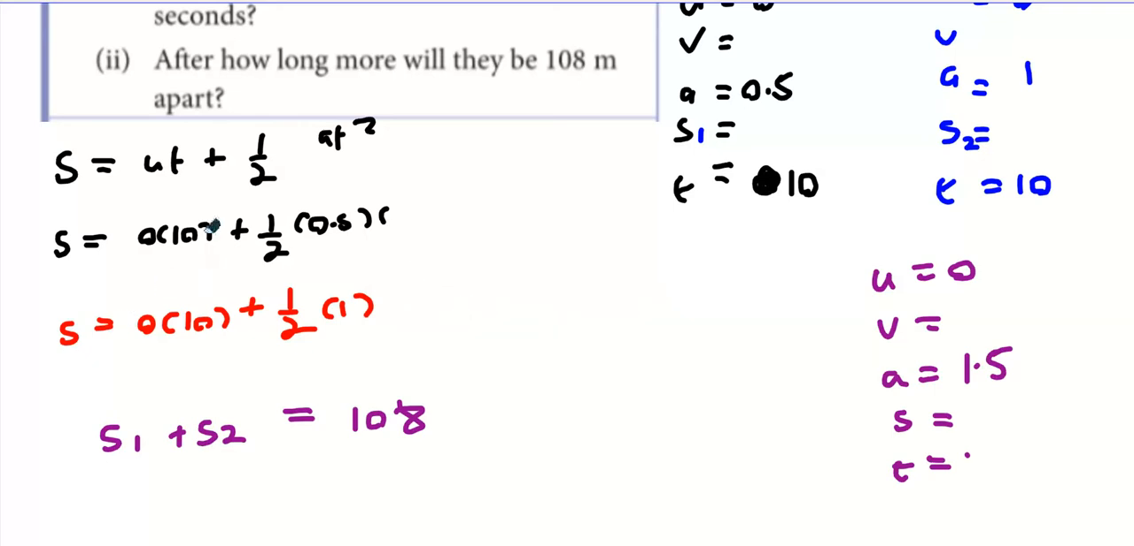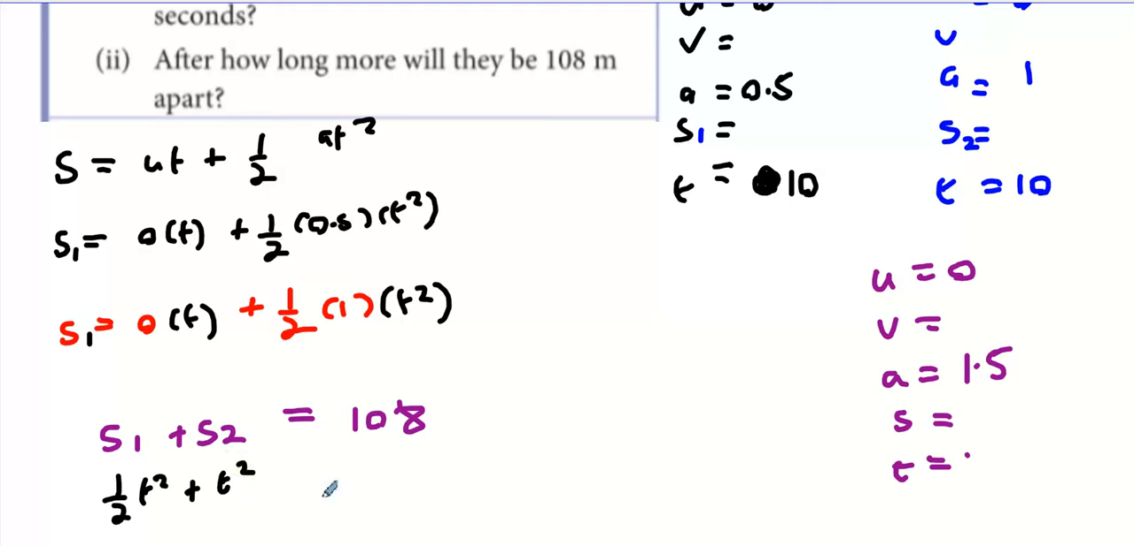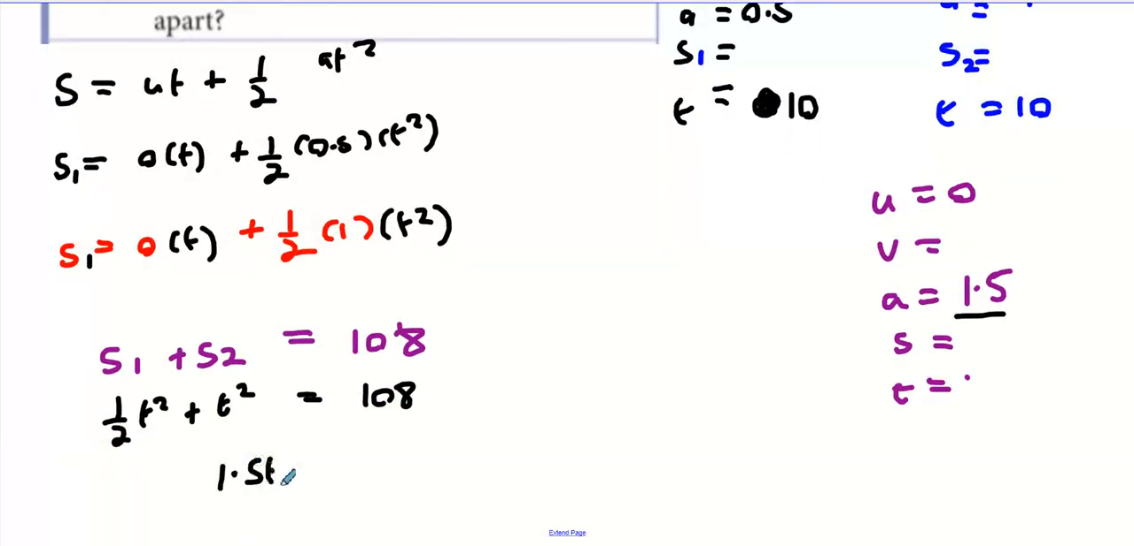So if I just go back here, this time I'm just going to lob in the t's. A t here, a t here, a t squared here, and a t squared here. So S1 will be what, guys? S1 will be just a half t squared. What will S2 be? T squared equals 108. Had we done this directly, you can see that it's going to add to give you 1.5, isn't it? So 1.5 t squared equals, yes?